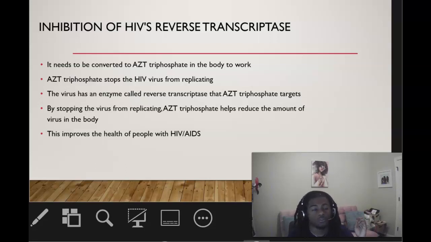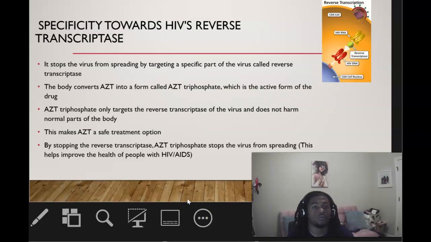Next, we're going to talk about the specificity towards HIV's reverse transcriptase. I'm still repeating some things. The reason I repeat them is that they all link, and me repeating certain slides is just showing you how they all link.